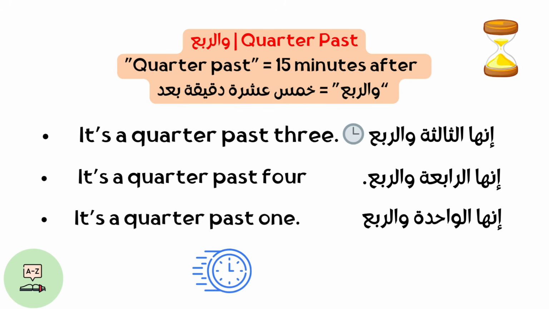We say a quarter past. For example, it's a 3:15. It's a 4:15. And it's a 1:15. Let's move on.